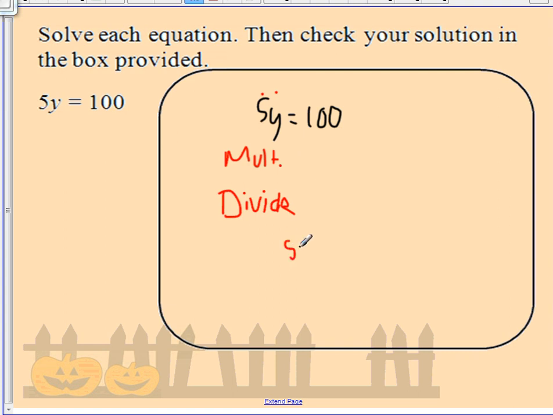So if I have 5y equals 100, I'm going to divide both sides by the same number, because my division property of equality says I can do that. So 5 divided by 5 cancel out, so all I have left is y equals 100 divided by 5, which is 20. All right.